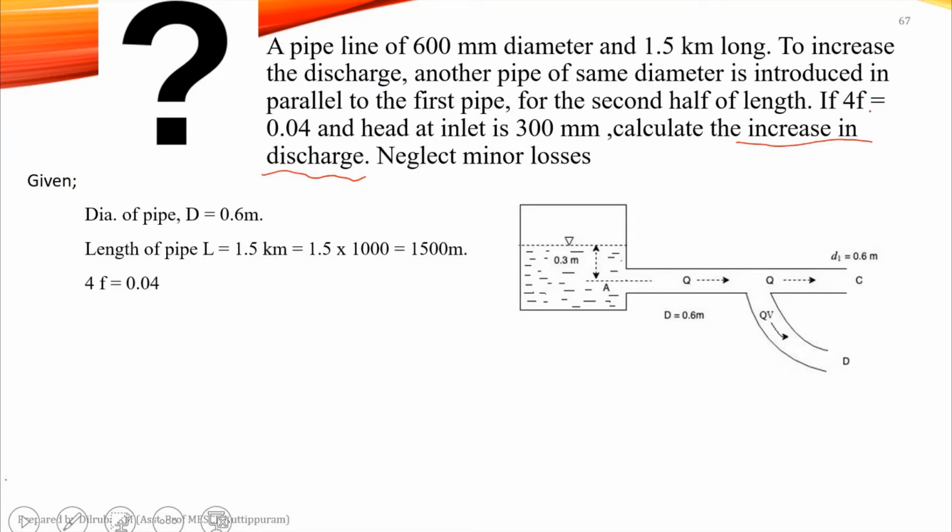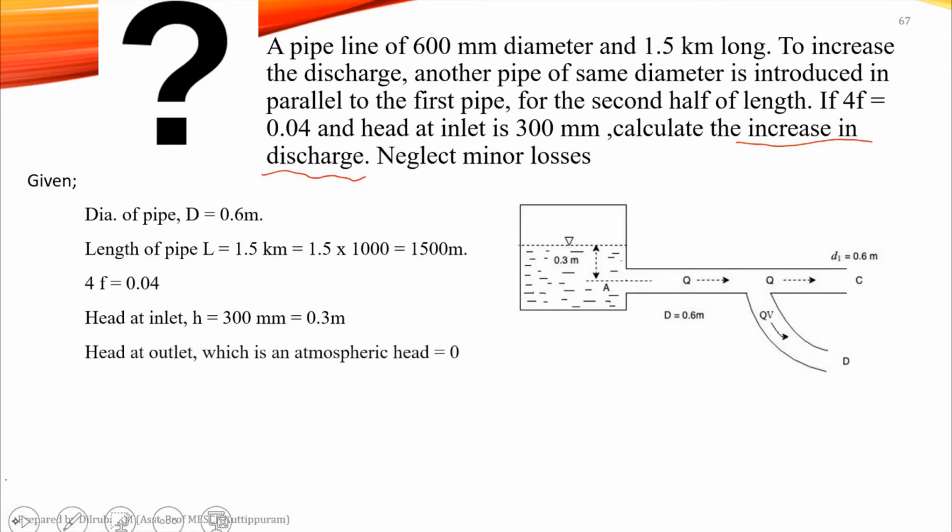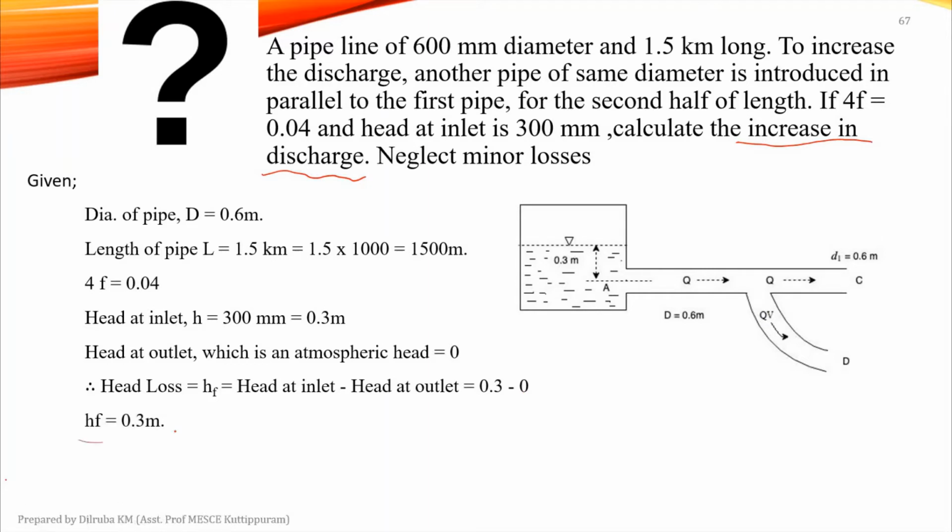And fourth, it is given 4F is equal to 0.04 and head at inlet is given as 300 or 0.3 meter, the head at outlet is 0 and head at inlet is given as 0.3. So we can say total head loss in this pipe is head at inlet minus head at outlet, which is equal to 0.3 minus 0, that is 0.3 itself. So HF is given as 0.3.